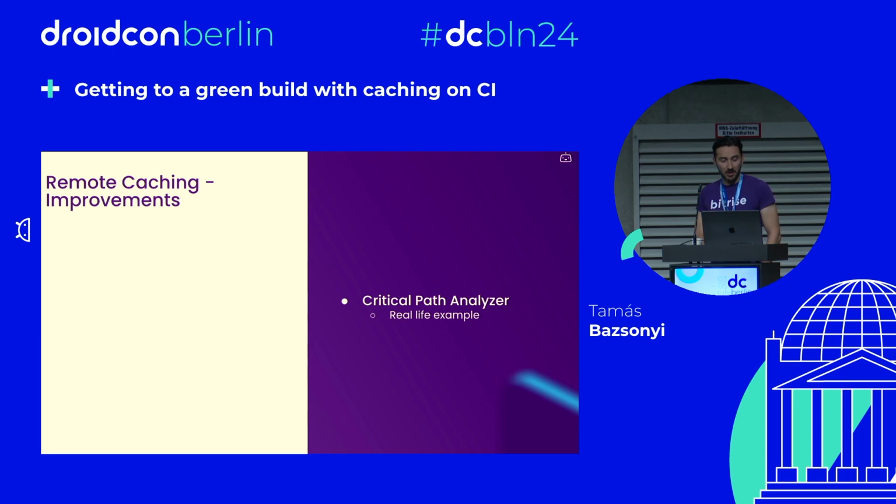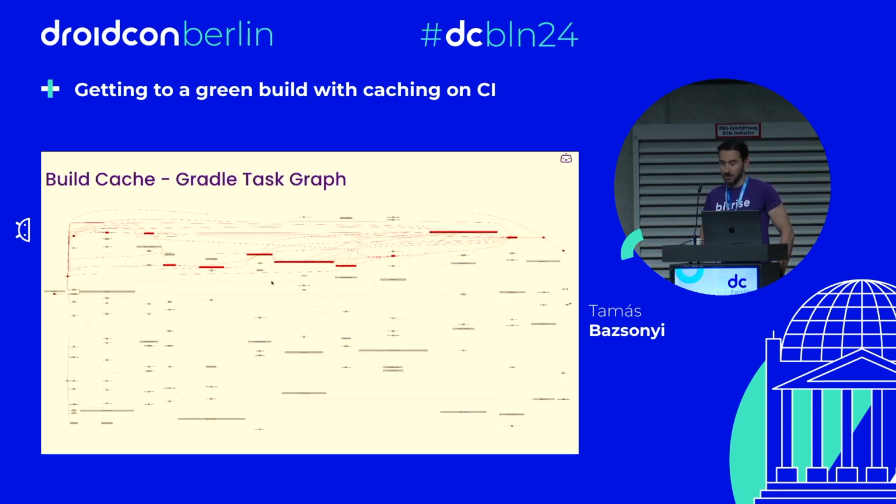That can be caused by quite a few different things. For this, we created a critical path analyzer that would allow you to look at the critical path, which is basically the longest running tasks that are dependent on each other, and try to optimize this. Let's just have a quick look at how the Gradle task graph looks. You can see here that the highlighted tasks are the ones that are part of the critical path itself.